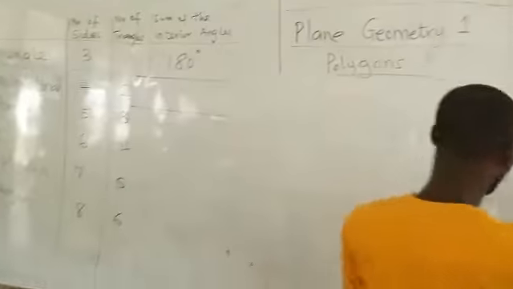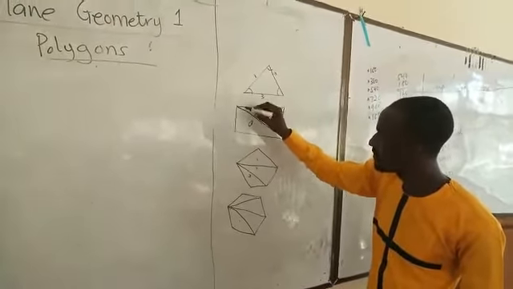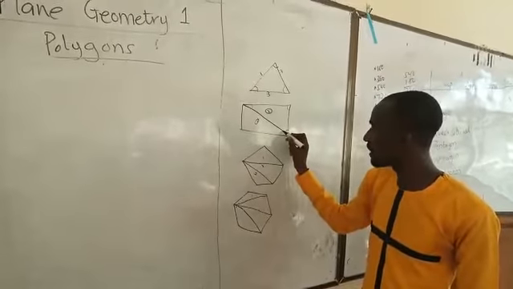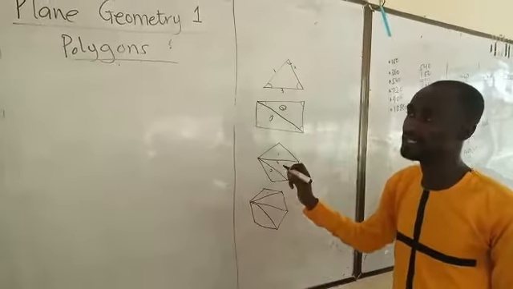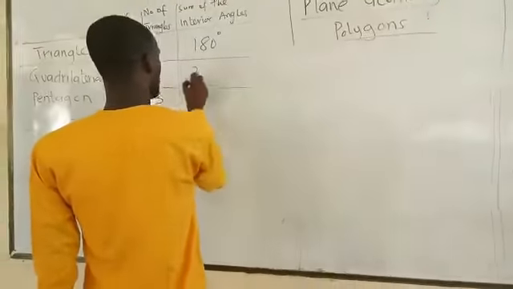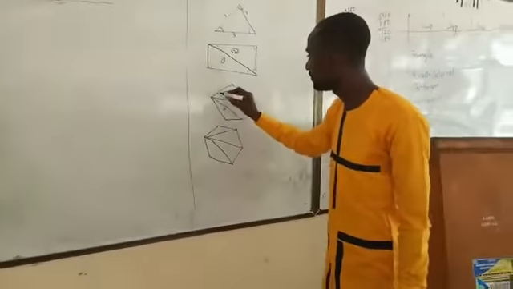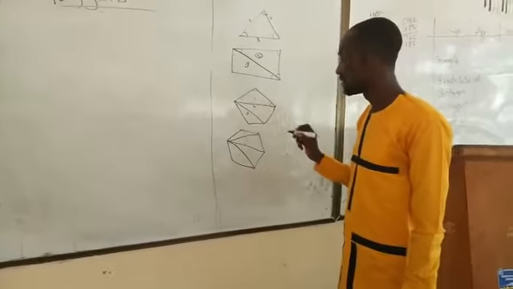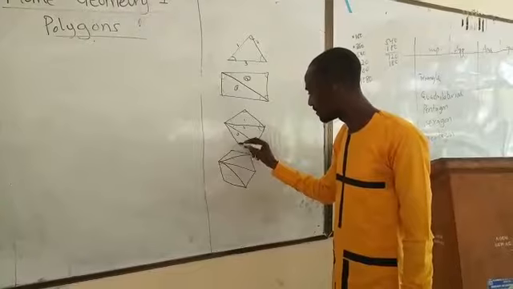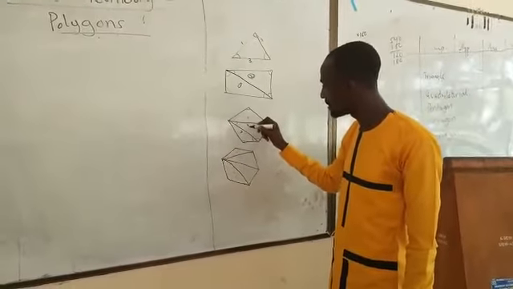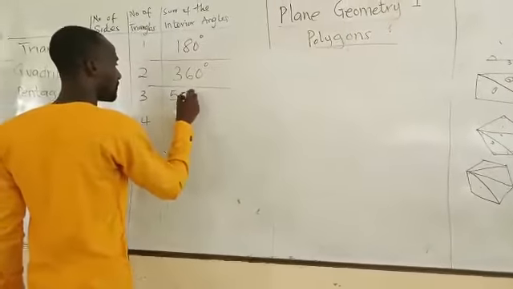Then from here, the quadrilateral, I saw this angle, and it's giving me 180. And I saw another one here, giving me 180. So in all, I get 360. So let me come to this one. I see 1, 2, 3. Then I saw another 1, 2, 3. So this one is 180, 180, 360 plus another 180, making 540.